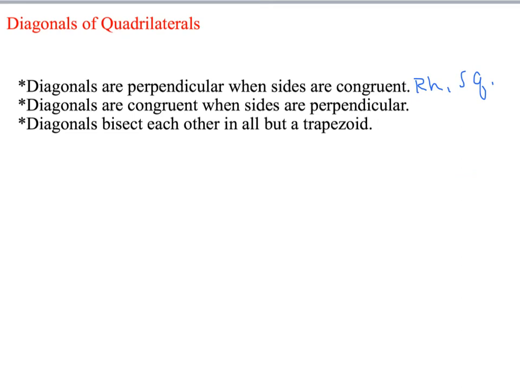The next one, I just swapped the words diagonals and congruent, put them in the reverse order. Diagonals are congruent when sides are perpendicular. Well, think about what two shapes have perpendicular sides: a rectangle and a square. And the last one, the diagonals bisect each other in all but a trapezoid. All of these quadrilateral facts can also be found on your pink sheet.